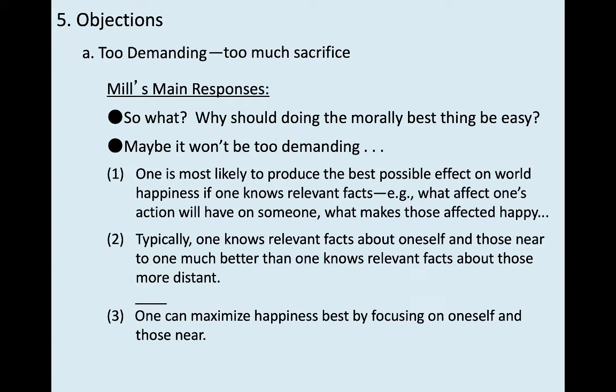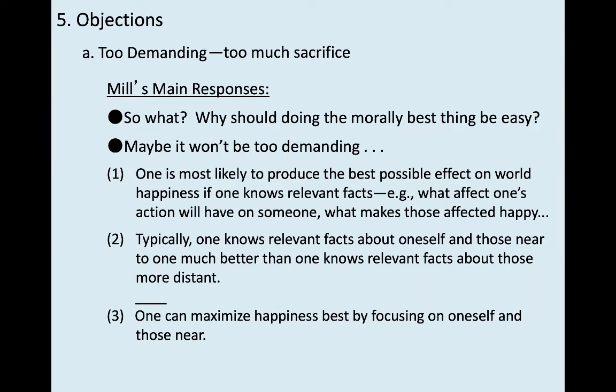What it gets right is that it's true that typically we know relevant facts about ourselves and those near to us, and that knowing these facts will help us be better at increasing the happiness of ourselves and those near us. What it gets wrong is that often you don't need to know all that much to know that you could spend your time in ways that would increase happiness more than the way that you're spending your time.